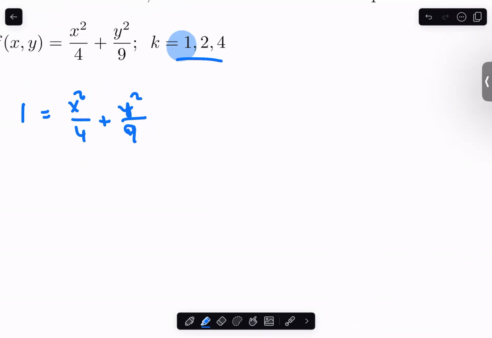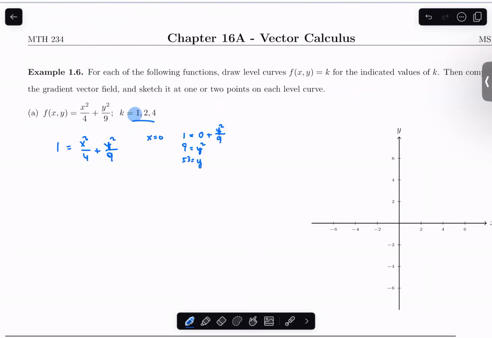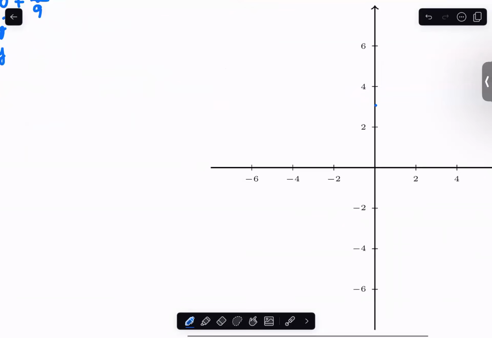So, for instance, I'm going to first set x equal to 0. When x is equal to 0, this is going to give me that 1 is equal to 0 plus y squared over 9. So that's going to give me 9 is equal to y squared, so y is going to be plus or minus 3. So I know 2 points here: when x is 0, y is plus or minus 3.